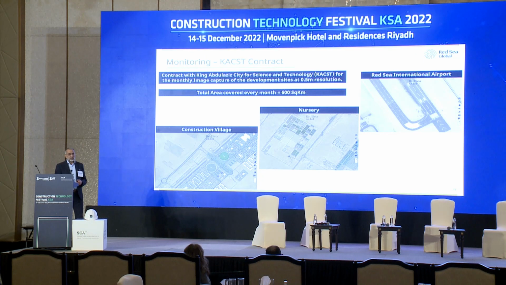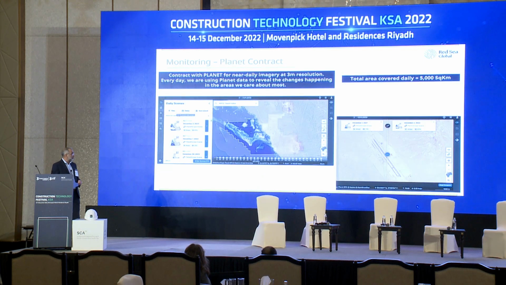The AOI for this imagery, the area of interest, is 600 square kilometers. So every month we are covering 600 square kilometers with half a meter resolution imagery, and that is delivered to the users straight away. These are some of the examples of the imagery. So the users, the managers, the construction workforce, they can see the imagery right away. There is huge dredging and backfilling going on site, so they can see the changes in the landscape every month.